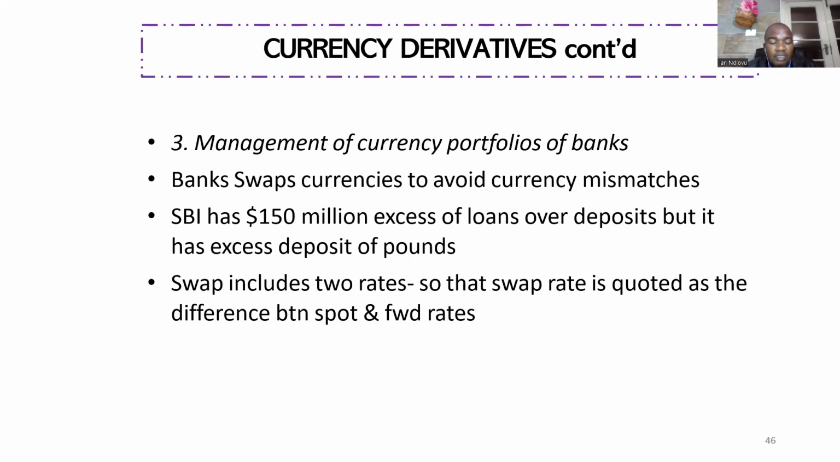And when that situation is addressed, it will improve or rectify the liquidity position or the asset and liabilities mismatch for this entity called SPI. A swap includes two rates, so that the swap rate is quoted as the difference between the spot and the forward rates.